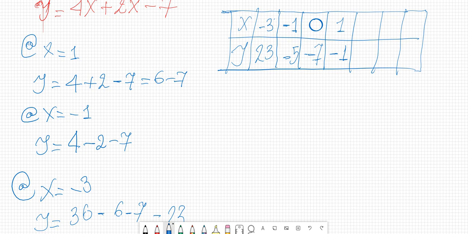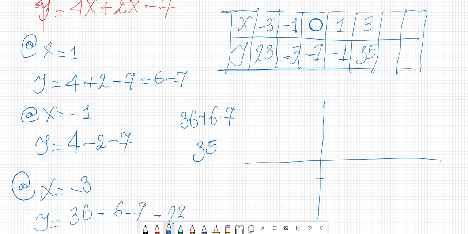And let's put another point: when x is equal to positive 3, it will be 36 plus 6 minus 7, so it will be 35. If we draw roughly how it will look, when x is 0, here is negative 7. After that, when it's 1, it's negative 1, another point. When x is negative 1, it is negative 5, when negative 3 it is 23, and here when it is 3 it is 35. So we could say that it looks like this.